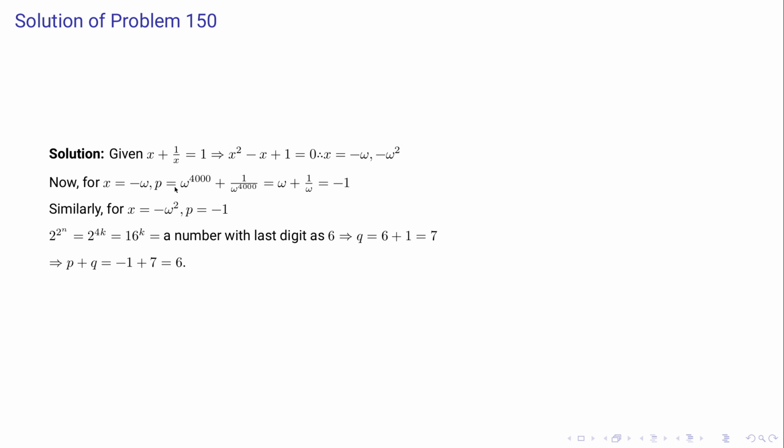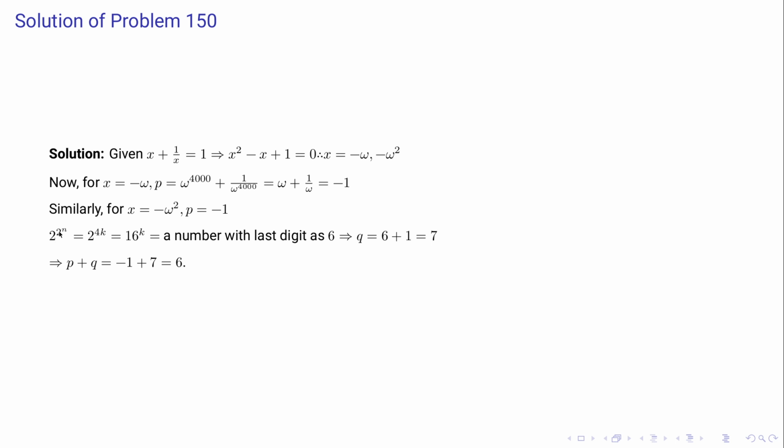Now we are given that p is equal to x to the power 4000 plus 1 by x to the power 4000. So we substitute x is equal to minus omega. We get omega to the power 4000 and 1 by omega to the power 4000, which is nothing but omega plus 1 by omega, which is equal to minus 1. Because 1 is omega cube, so omega cube by omega will be omega square, and 1 plus omega square is equal to 0, so omega plus omega square is equal to minus 1. Similarly, if you substitute minus omega square, p will again come to be minus 1.